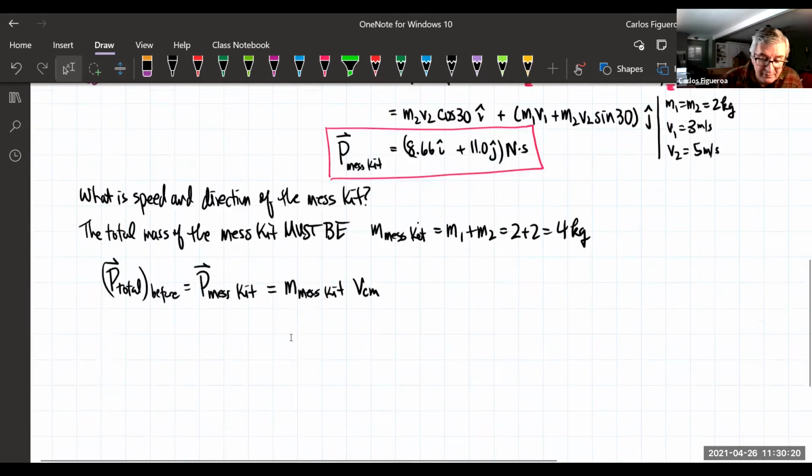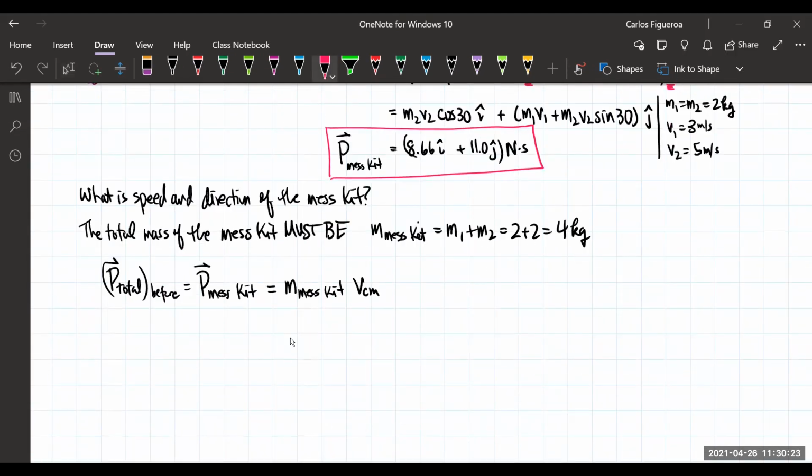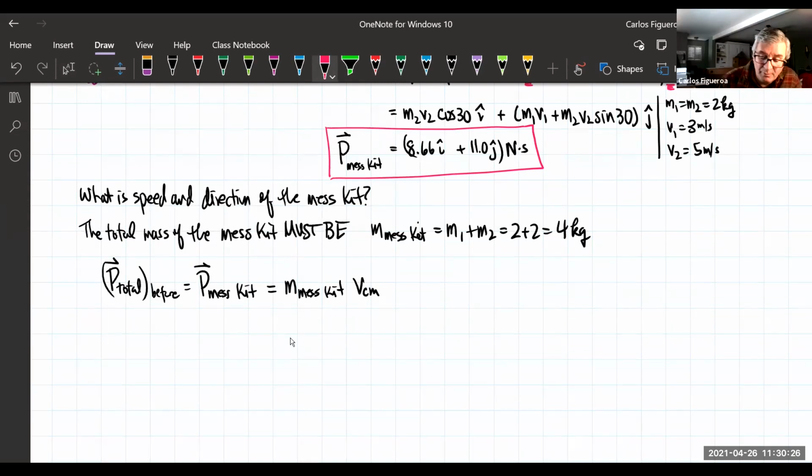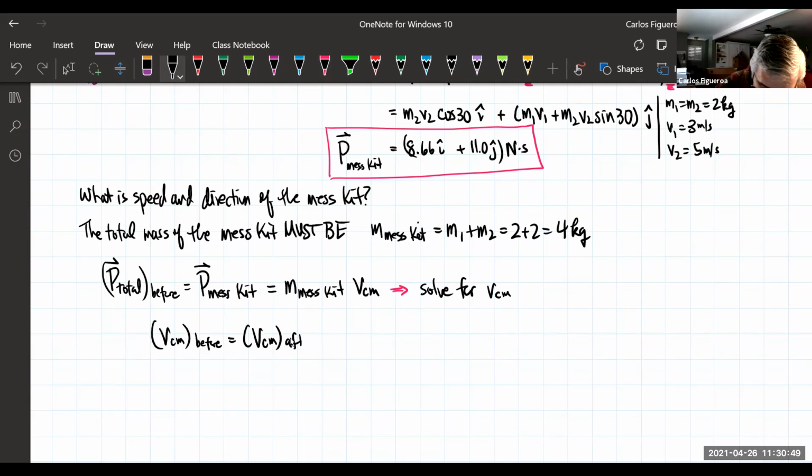So then if I come down here, I can't change the momentum of the system, and I can't change the velocity of the center of mass since there's no external forces. So now this allows me to solve for V center of mass of the system. So V center of mass beforehand has to be V center of mass after the explosion. So then it has to be the total momentum, in this case, divided by the total mass of the mess kit.